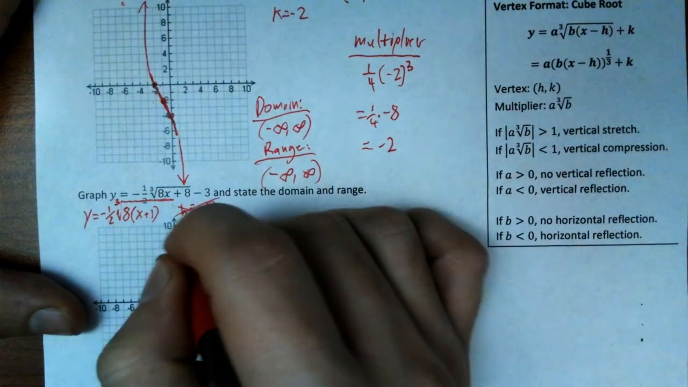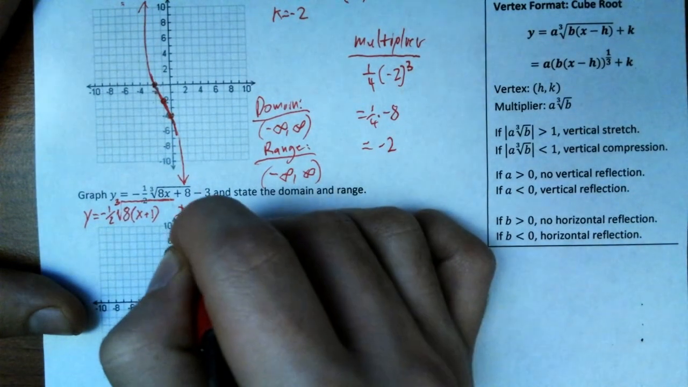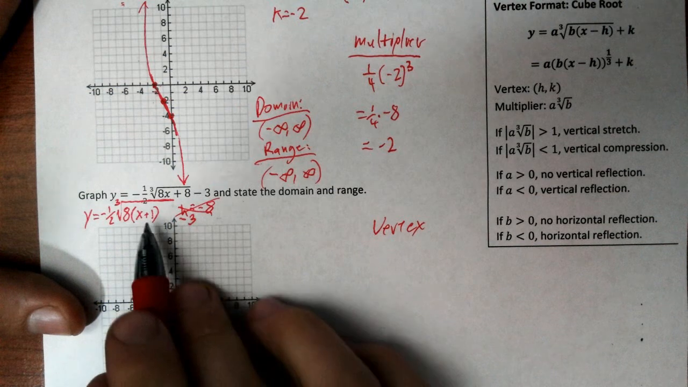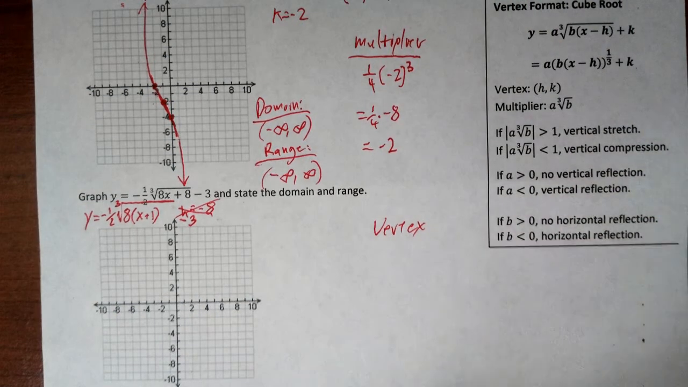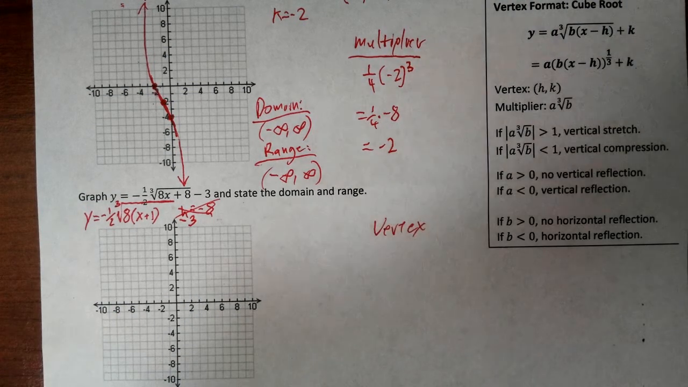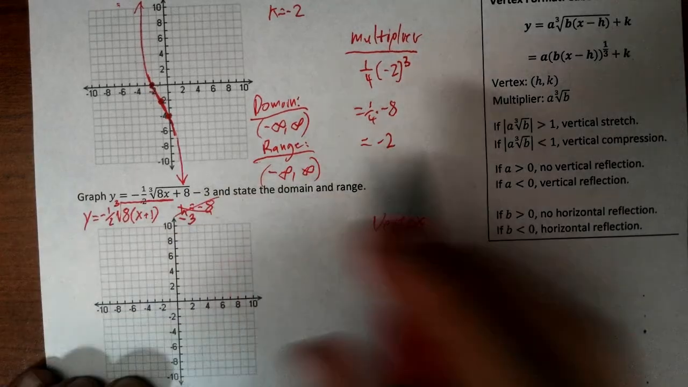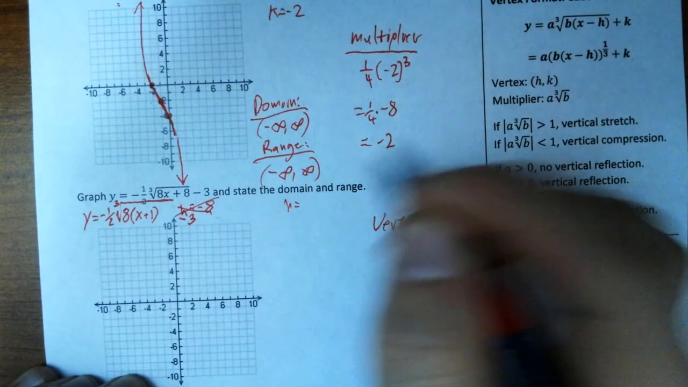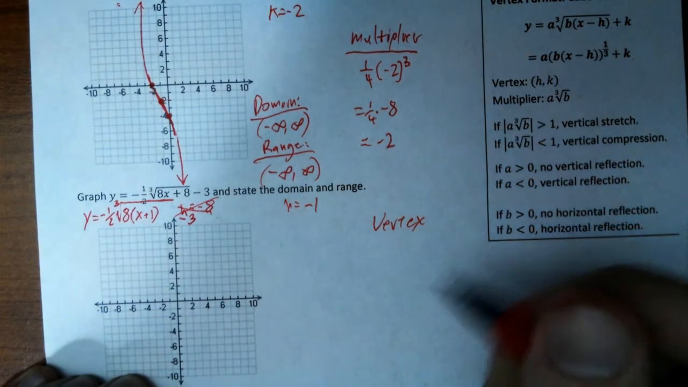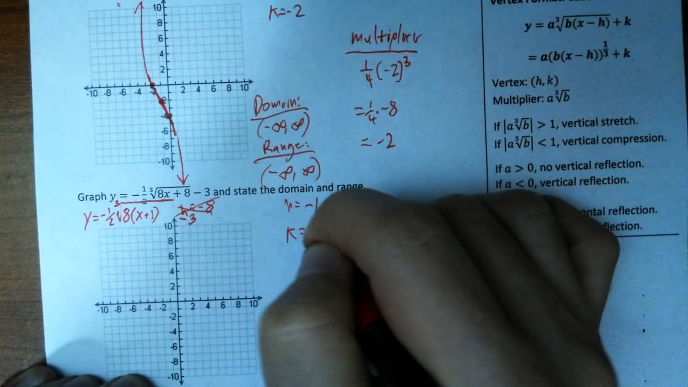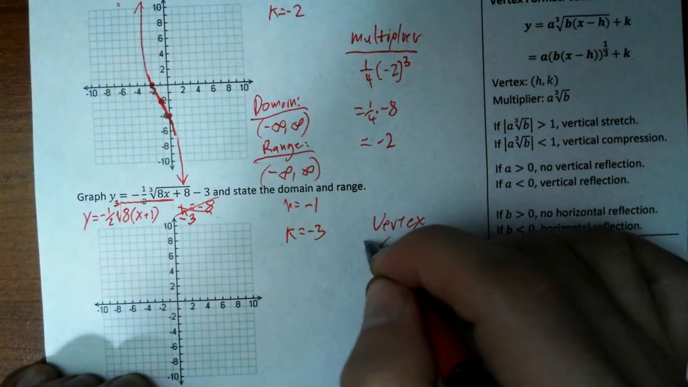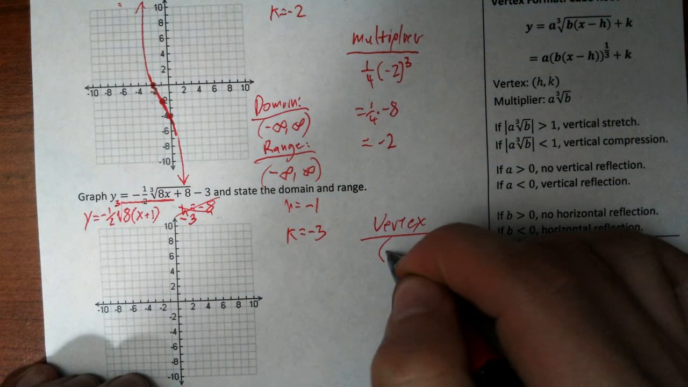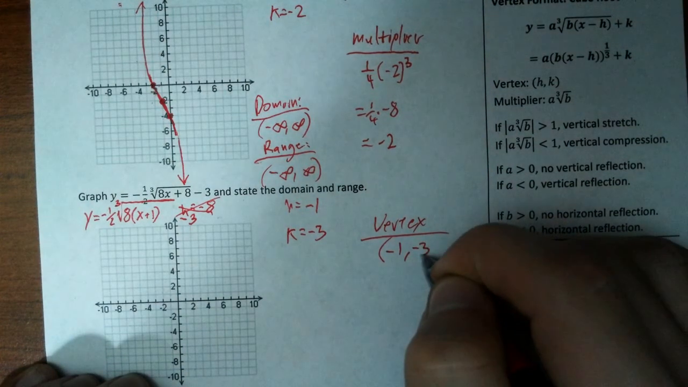Just like that, and then, running out of room, and then -3. Sorry, that's the -3 that's right there. Okay, so that's really what our function looks like. And now that we have that, it's easy to say what h equals. H is going to equal -1. K is going to equal -3. So our vertex is then going to be (-1, -3).